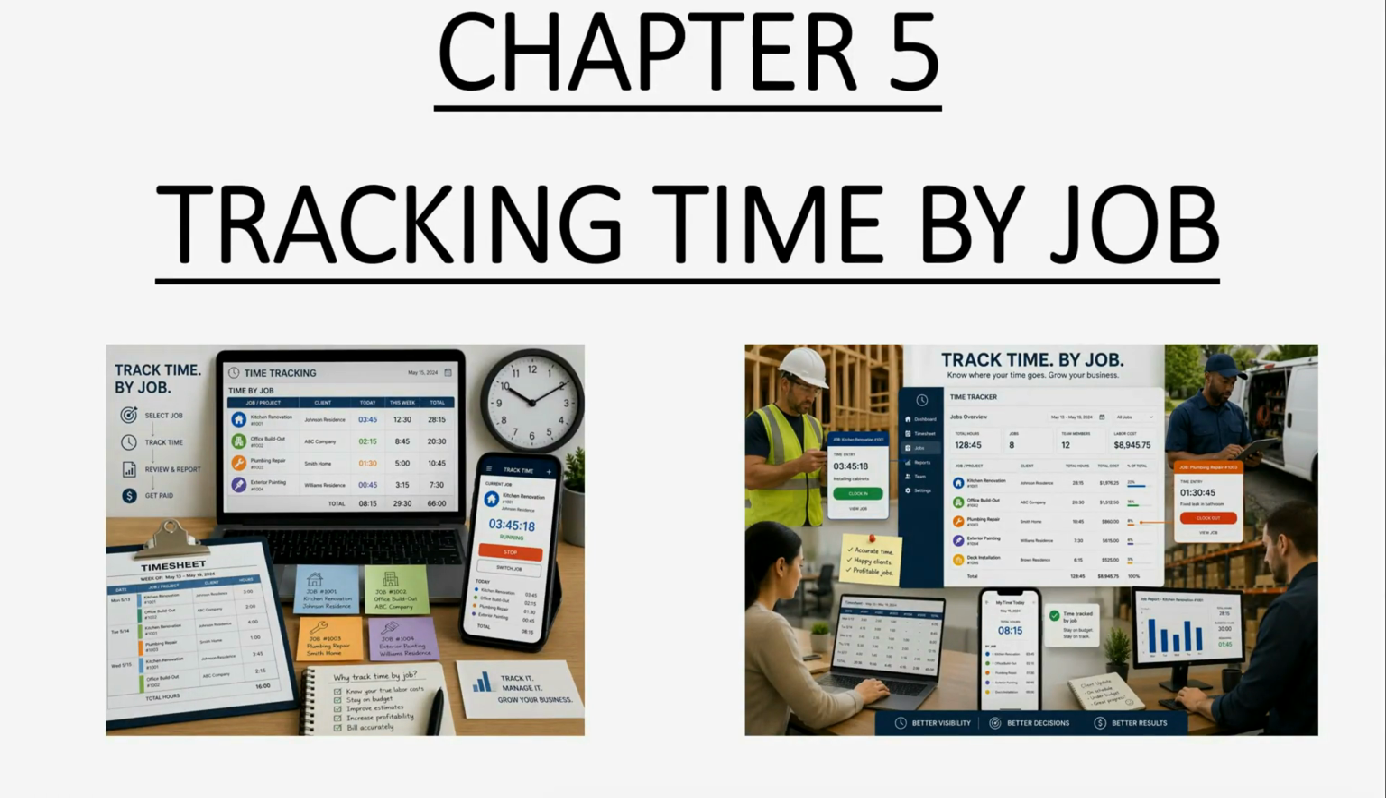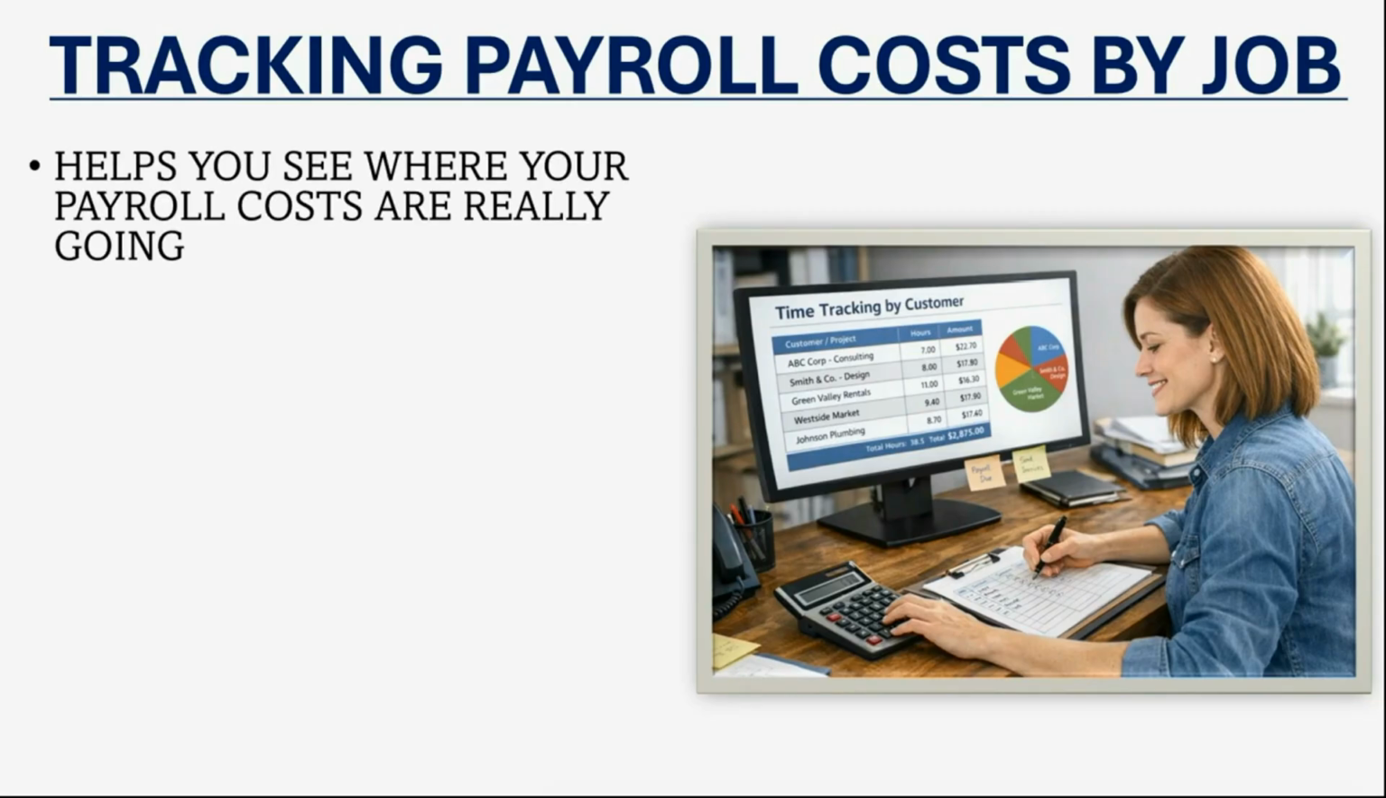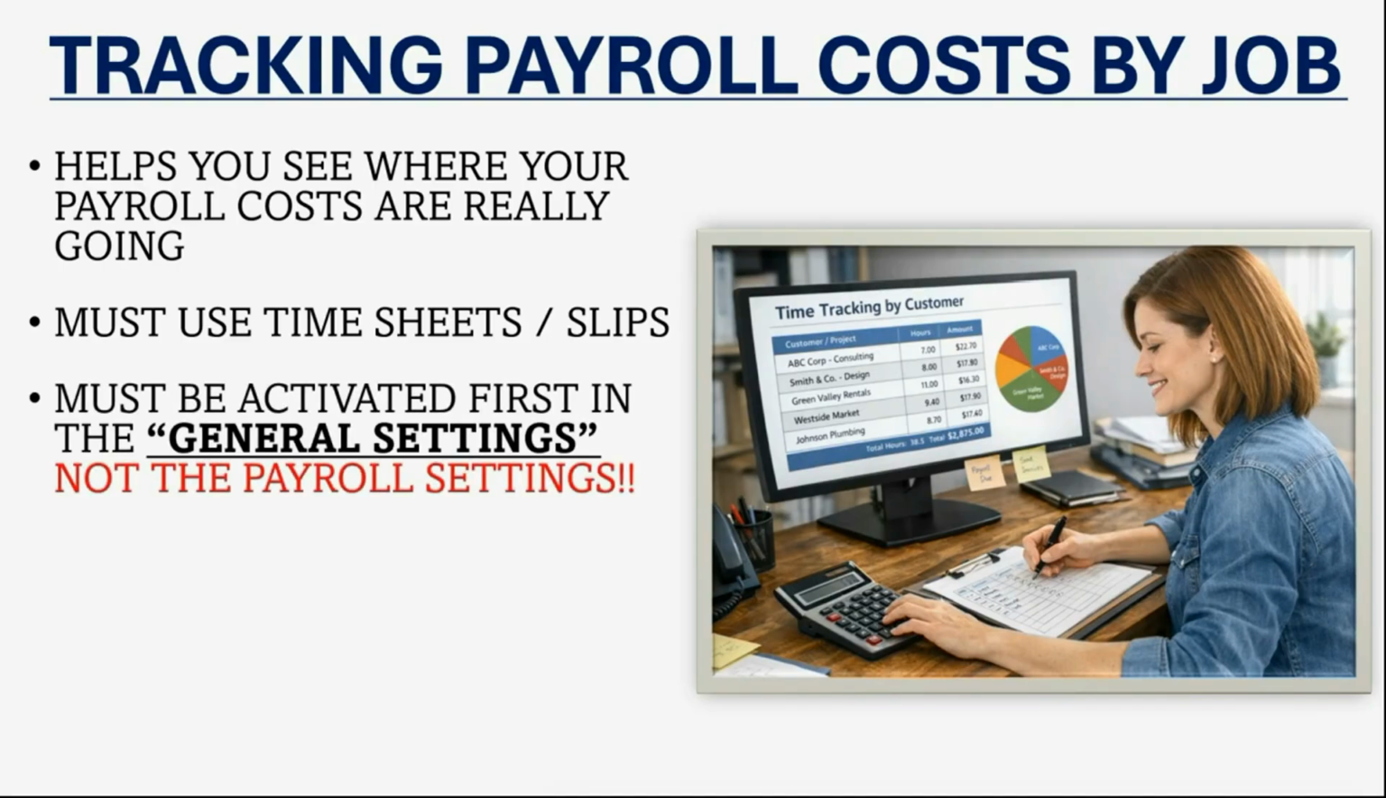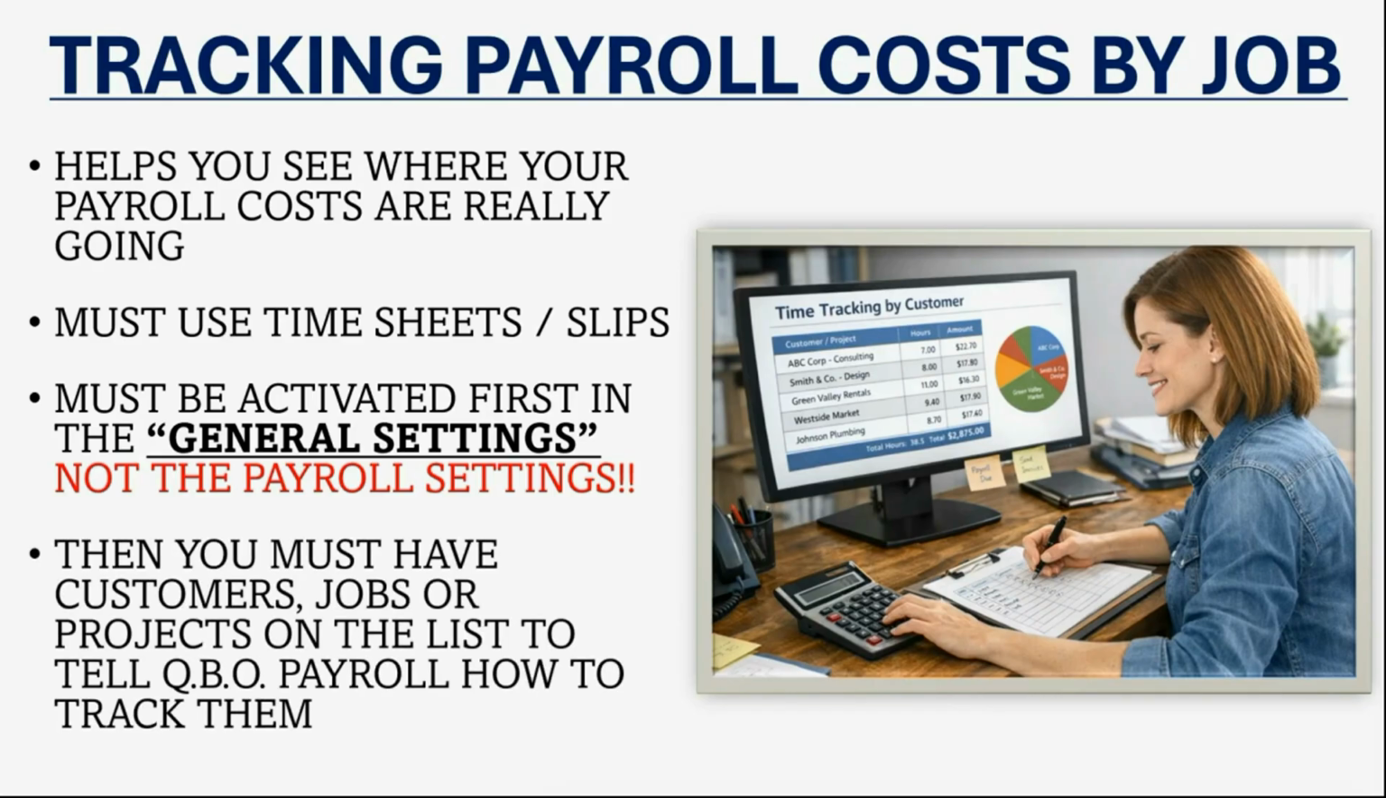Chapter 5. Tracking time by jobs. Tracking payroll costs by job helps you see where your payroll costs are really going. You must use timesheets or single activity time slips in order to track in this way. And you must first activate tracking costs by customer or job in the General Settings window, not the Payroll Settings window. Then you must have customers, jobs, or projects on the list to tell QuickBooks Online how to track them.